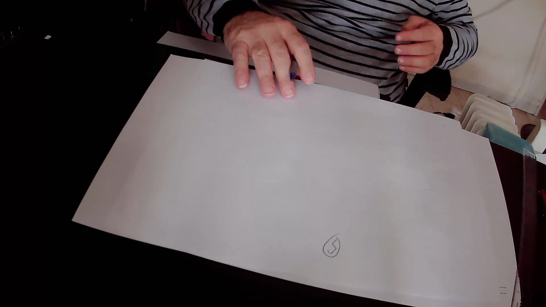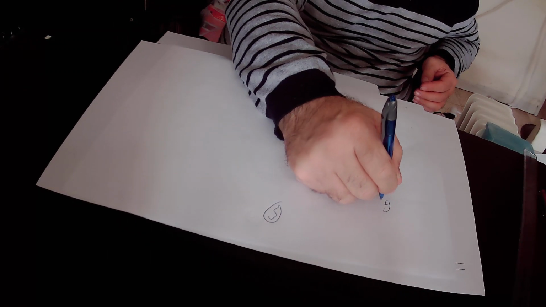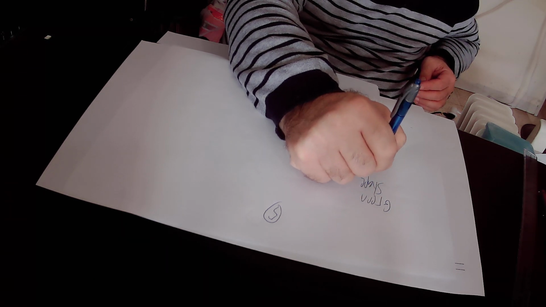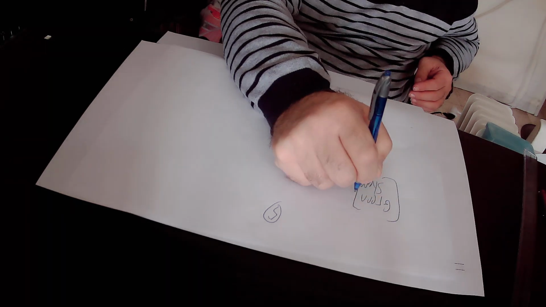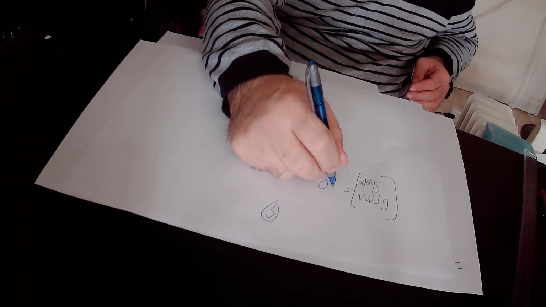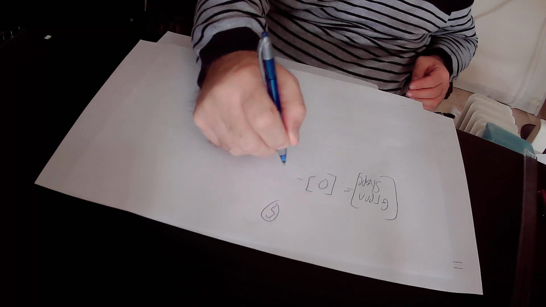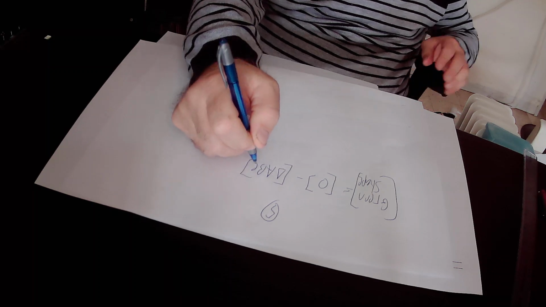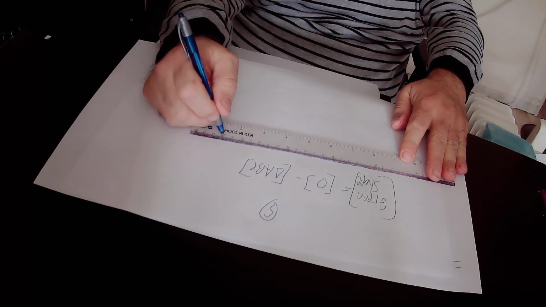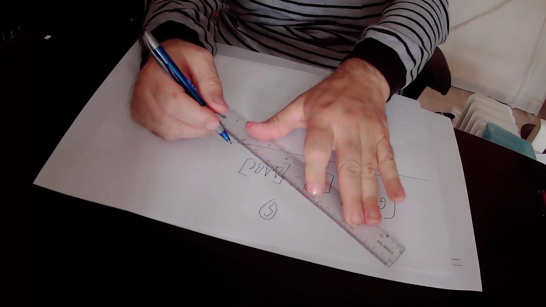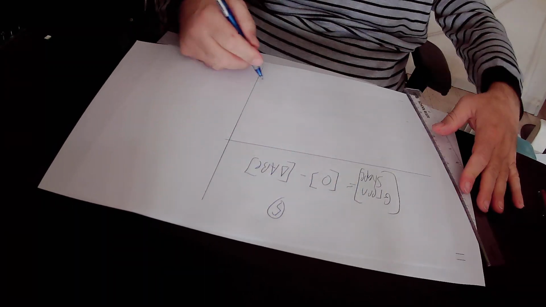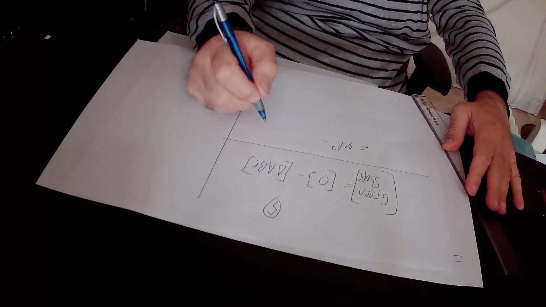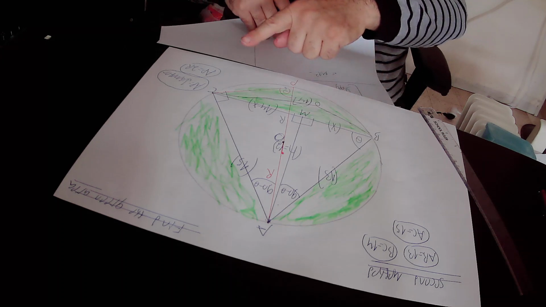The area of the green shape is equal to the area of the circle minus the area of triangle ABC. The area of the circle equals pi r squared, minus the area of triangle ABC. What is the area of triangle ABC?